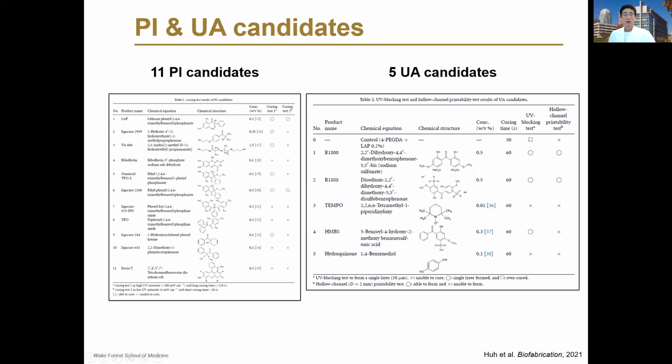Initially, candidates of 11 photoinitiators and 5 UV absorbers were evaluated and screened based on their basic functions. Photoinitiators were first screened based on their ability to effectively cross-link the PEGDA solution with minimum UV light intensity and curing time. UV absorbers, on the other hand, were screened by evaluating their ability to properly block the UV light and create a hollow channel.